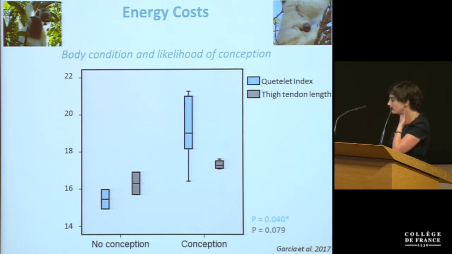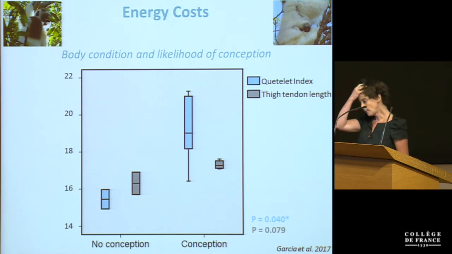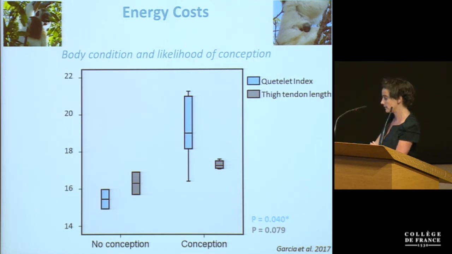In this study, we focused on wild sifakas, who are seasonal breeders, and we followed 9 females from 9 social groups. At the beginning of the mating season, we took some morphometric measurements, and we also used doubly labeled water to assess their body composition and their total energy expenditure. What we showed, as you can see in this figure, is that the females who conceived during this season were in better body condition, which means they had a higher Quetelet index. The Quetelet index is the body mass divided by the squared length. So they were in better body condition than females who did not conceive.